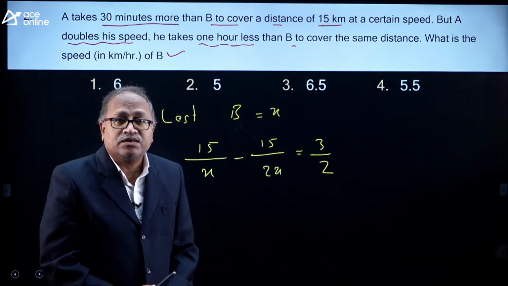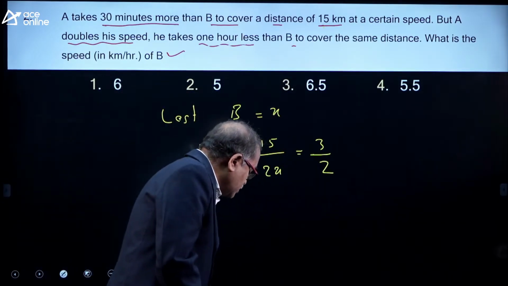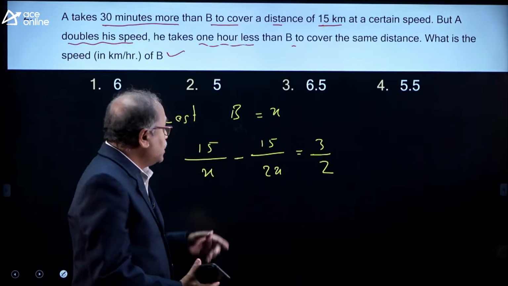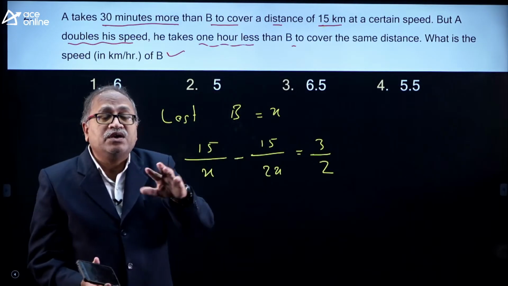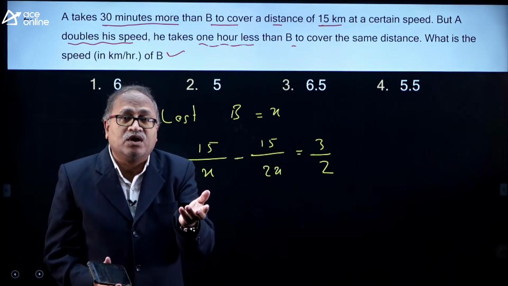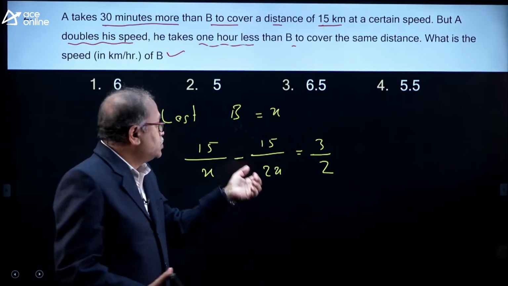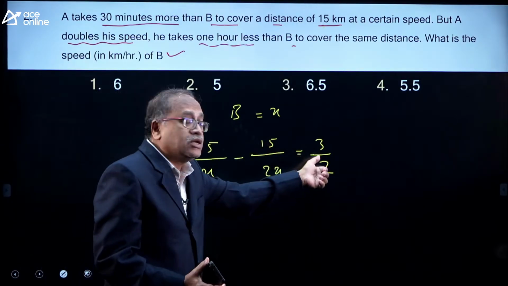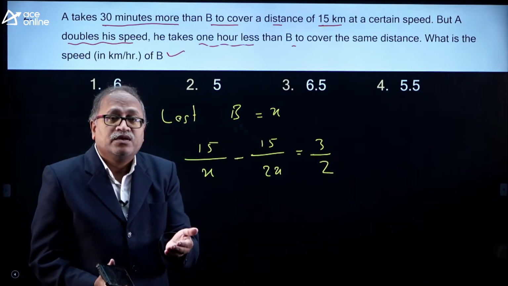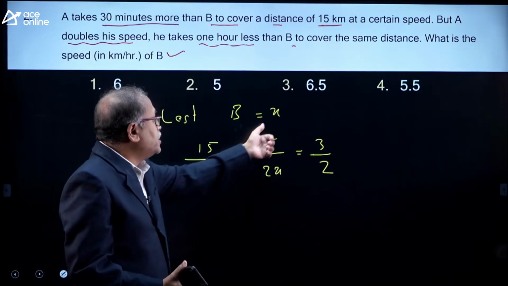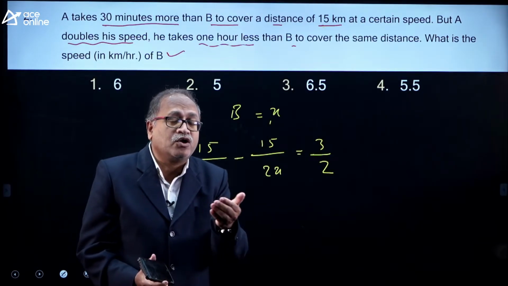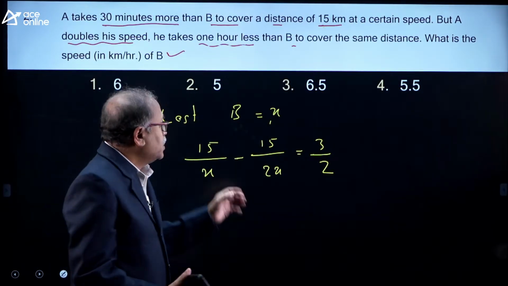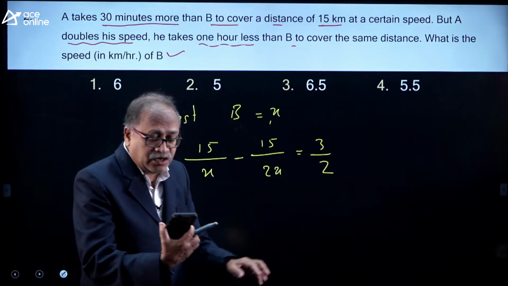You are getting the answer. I have taken it for B. If the difference of time between A and B is 3 by 2 hours, that is 1.5 hours, then for B also the difference is 1.5 hours. So in the first case the normal speed is x, in the second case the speed is doubled, that is 2x, and the difference of time is 3 by 2.